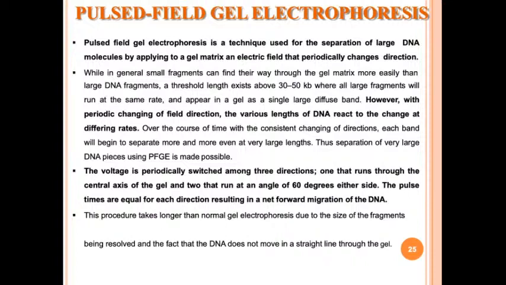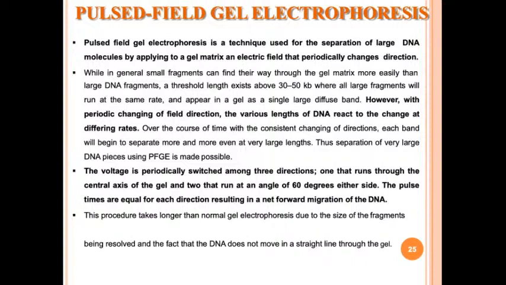While in general small fragments can find their way through the gel matrix more easily than large DNA fragments, a threshold length exists above 30 to 50 kilo base pairs where all large fragments will run at the same rate and appear in a gel as a single large diffuse band. However, with periodic changes of field direction, various lengths of DNA react to the change at different rates. Over the course of time, with consistent changing of directions, each band will begin to separate more and more, even at very large lengths. Thus, separation of very large DNA pieces using PFG is made possible.